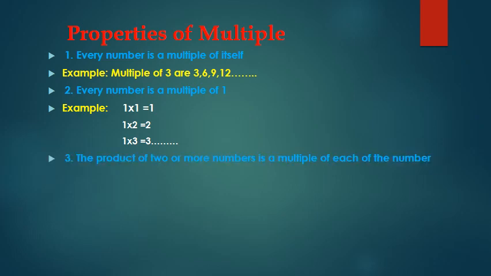Now let's come to the third property of multiples, which is the product of two or more numbers is a multiple of each of the numbers. Let's take one example and understand this property. 5 multiplied by 7 is equal to 35. So 35 is the product of 5 and 7, and 35 is a multiple of 5 and 7. Therefore, we can say the product of two numbers is always a multiple of each of the numbers. So here 35 is a multiple of 5 as well as 7.